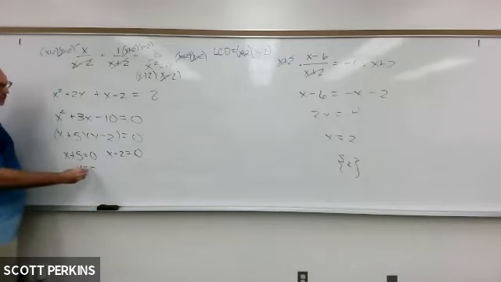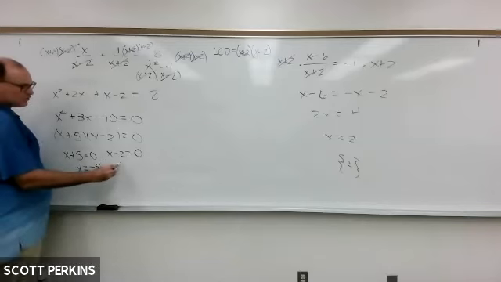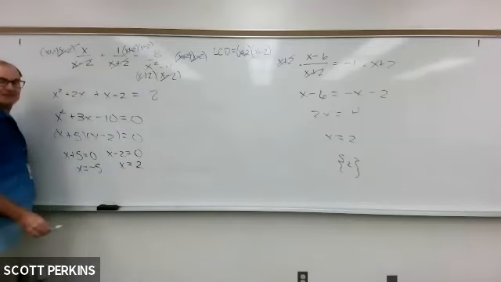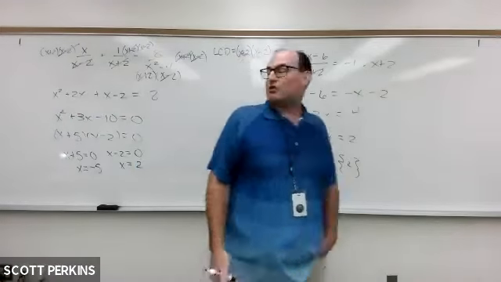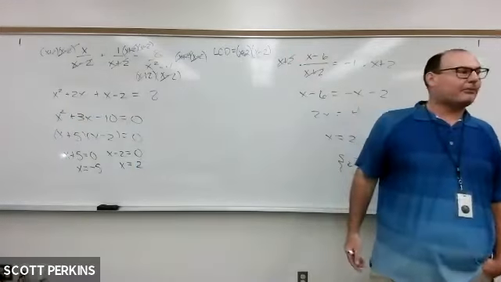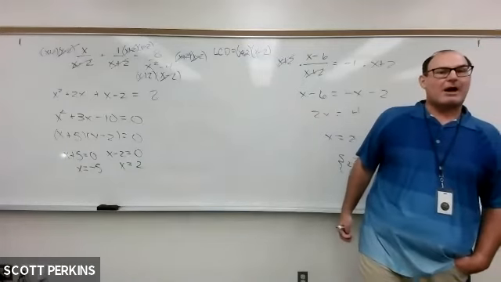The first potential solution is negative 5. I'm going to add 2. The next potential solution is positive 2. But as I mentioned, when I look at both of those solutions, I do on this problem have to throw one of them out. Which one do I have to throw out?